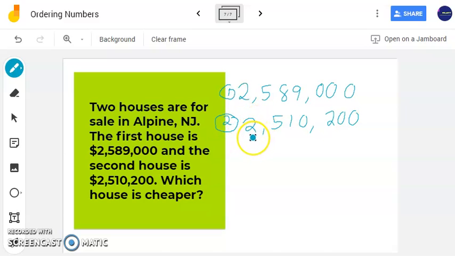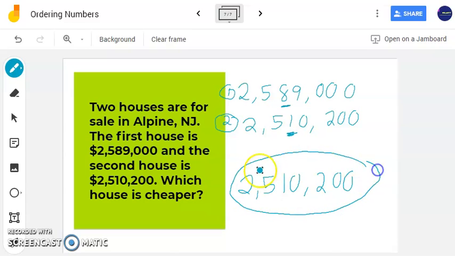So let's start in my millions place. I notice here both these digits are a 2. That's okay. We're going to move to my hundred thousands place. I notice here both my digits are 5. So now I'm going to move to my 10,000s place. In house number 2, I see the number is a 1. In house number 1, the number here in my 10,000s place is an 8. The digit in my 10,000s place is going to be used to determine which house is cheaper. Since 1 is less than 8, house number 2, 2,510,200 is the cheaper house.